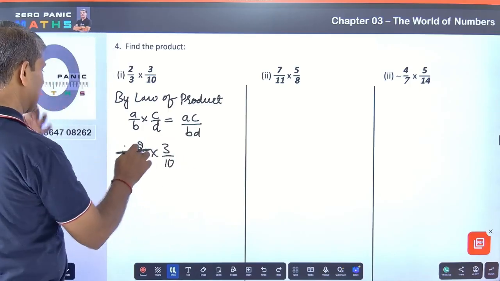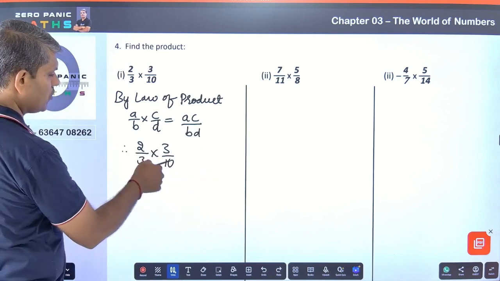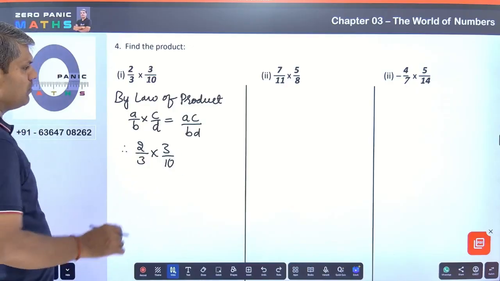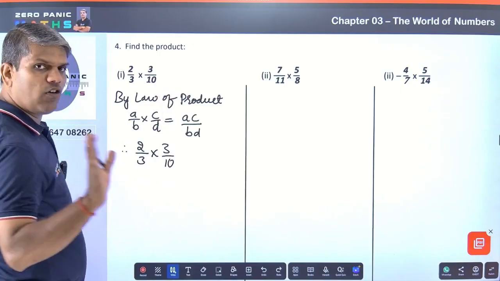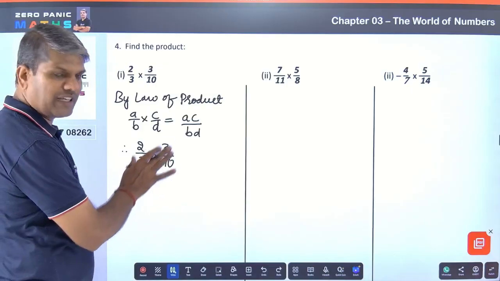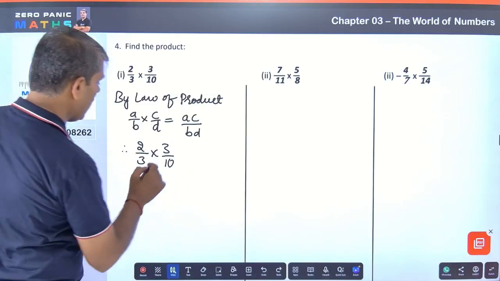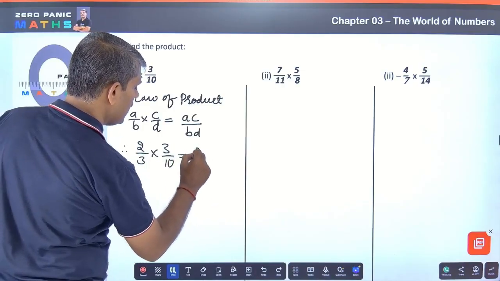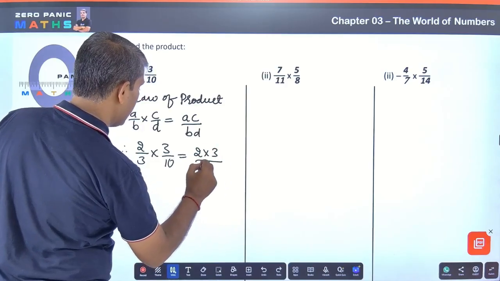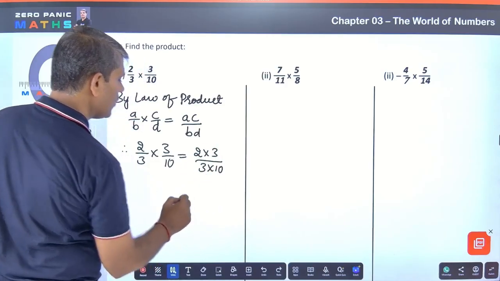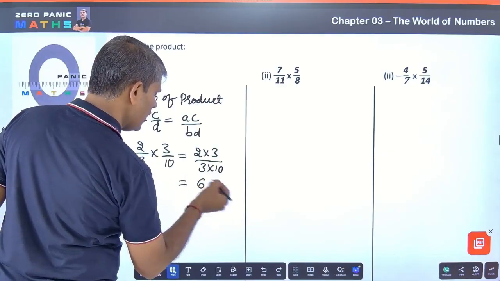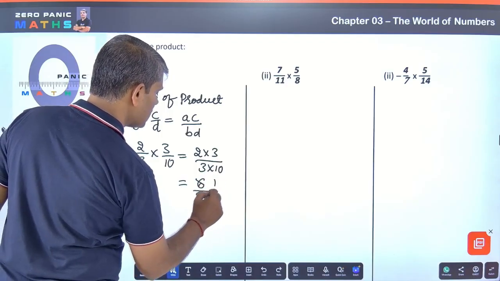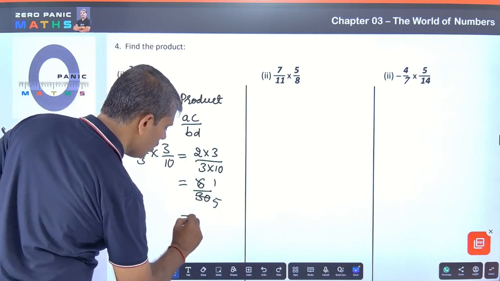You can even cancel out and give the value as 2 by 10, and 2 by 10 even cancels out to 1 by 5, 2 ones are 2 and 2 fives are 10. That also is possible, but we are simply applying the law of product. That's the reason we are solving in this way. You're getting it right? So I will first multiply 2 into 3, so it will be 2 into 3 divided by 3 into 10. That will be equal to 6 by 30, and 6 ones are 6 and 6 fives are 30. It will be equal to 1 by 5.